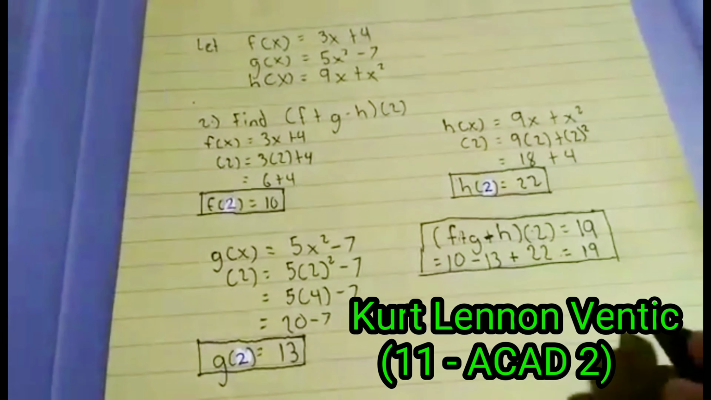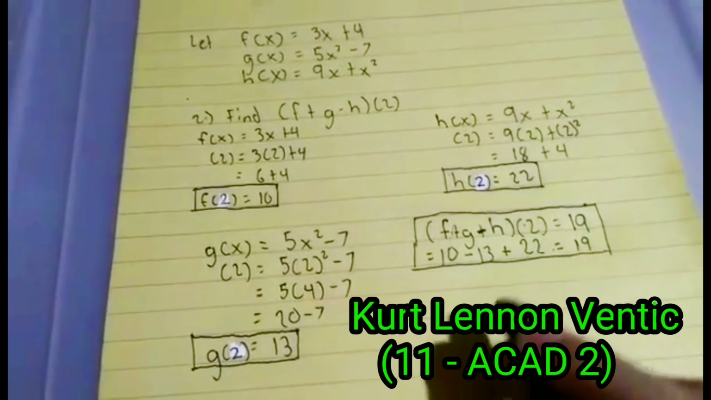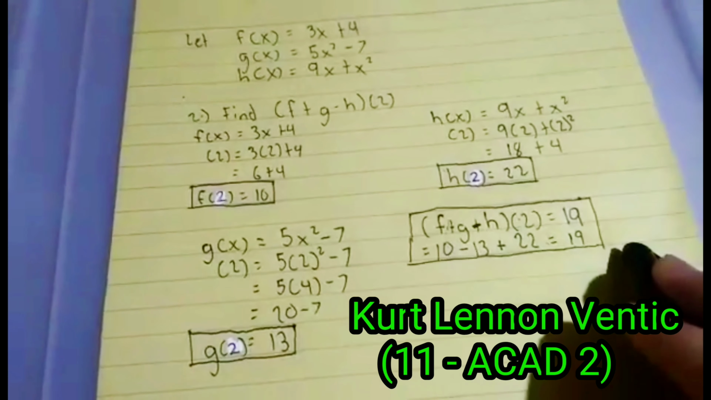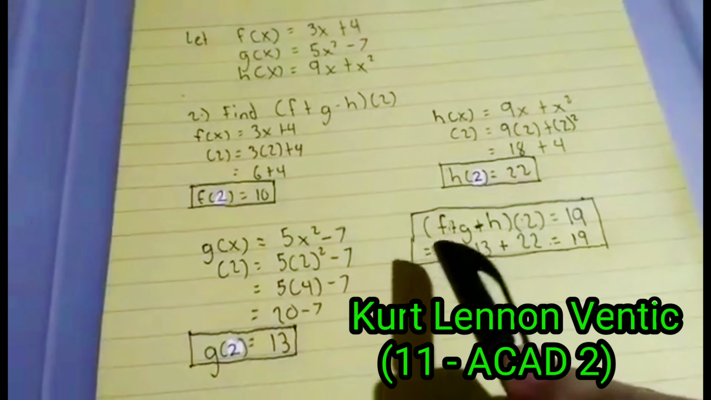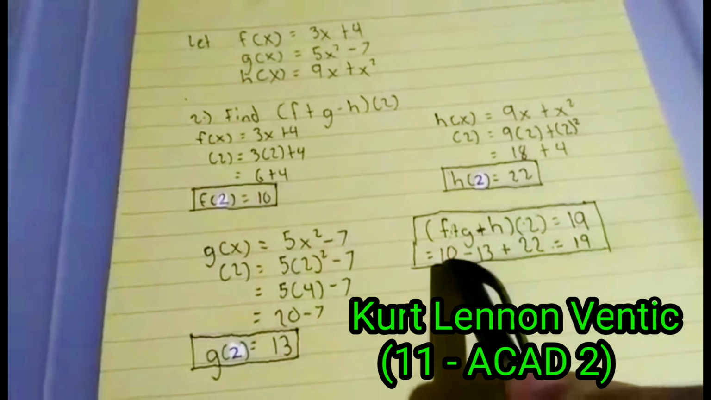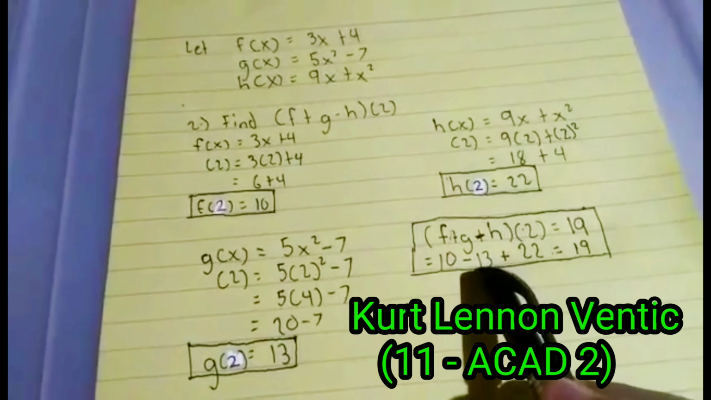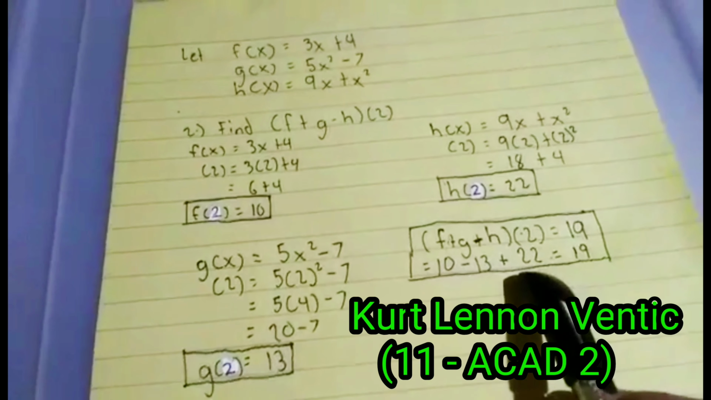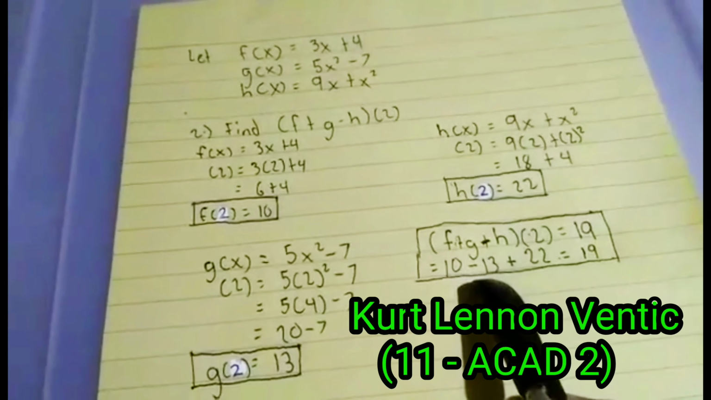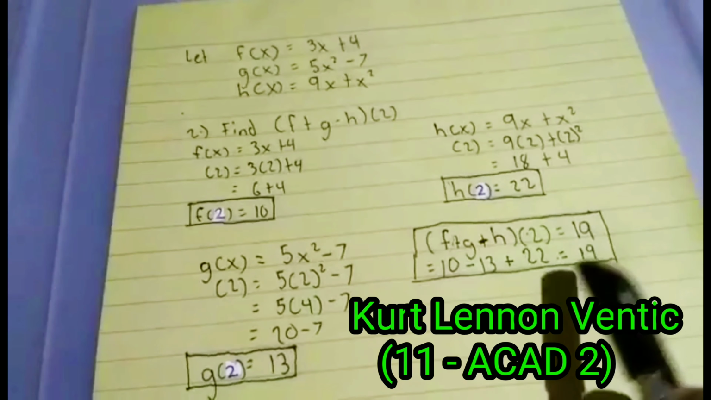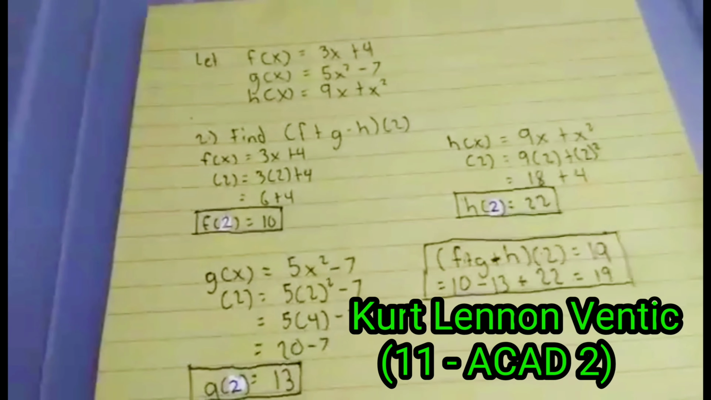f plus g minus h is equal to 19. So, I change the value of these 3. So, f is equal to 10. g is equal to 13. Then, h is equal to 22. So, 10 plus 13 minus 22 is equal to 1. So, that's it.